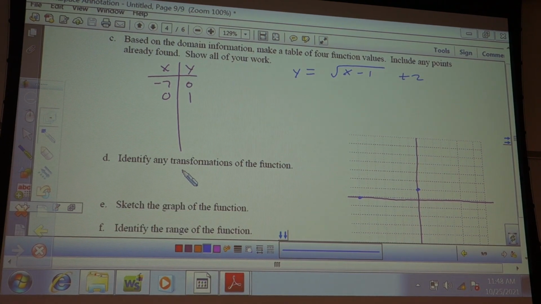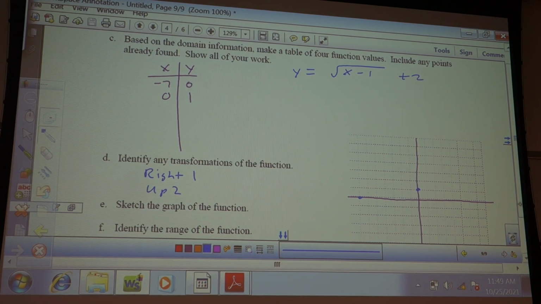So the outside is up, down, so it's going to be up 2. You said it's going to be -1 on the inside, which means right 1. Because remember, that's the opposite. The inside's the opposite for the transformations.